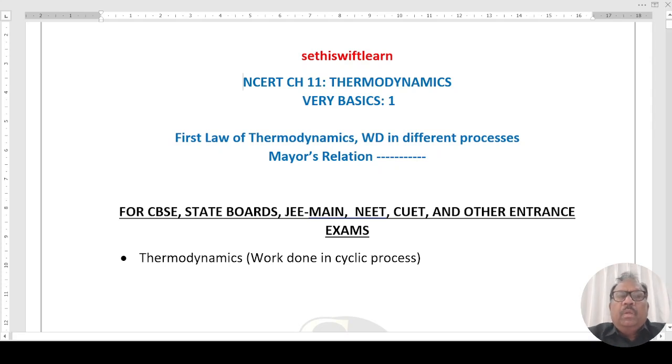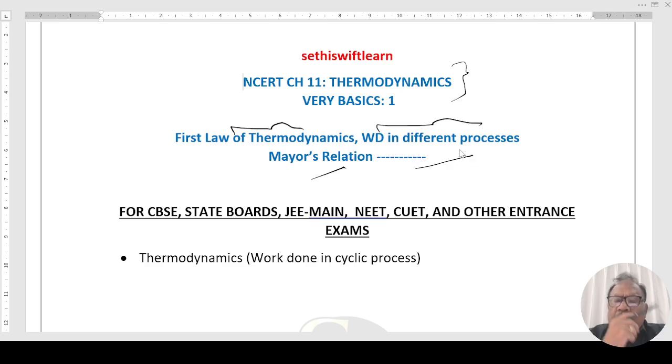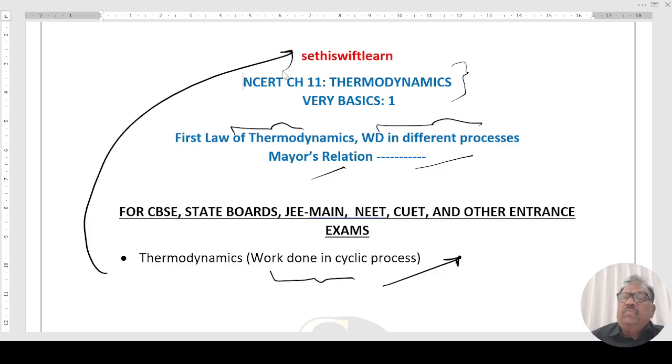Hello students, in today's session of NCERT Chapter Thermodynamics, very basic concepts on the topic of first law of thermodynamics, work done in different processes, Mayer's relation and other topics will be cleared through illustrations. In the earlier session we went through thermal work done in cyclic process. The illustration was taken from JEE Main previous year questions, which you can review on YouTube channel Sethi Swift Learn.